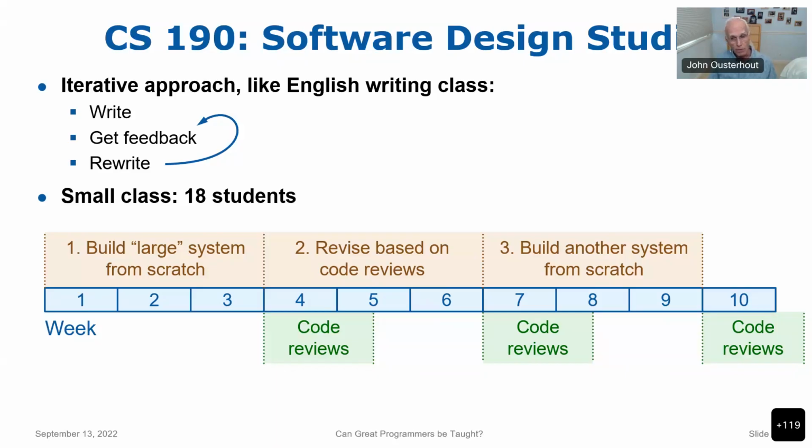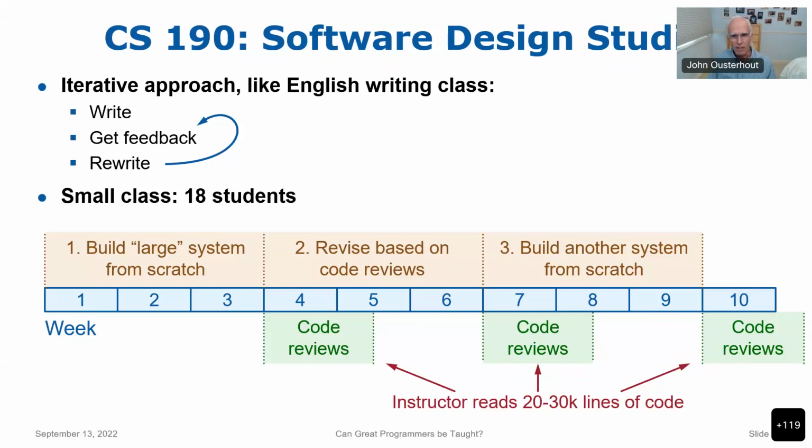Then we do another round of code reviews on that. And then finally, in the third phase of the class, students start another brand new system from scratch, and we do code reviews of that at the very end of the class. So there's time for 3 of these iterations, and that's really tight. The class would be better in a semester format where there would be time for a 4th or maybe even a 5th revision, but that's the best we can do in the quarter system.